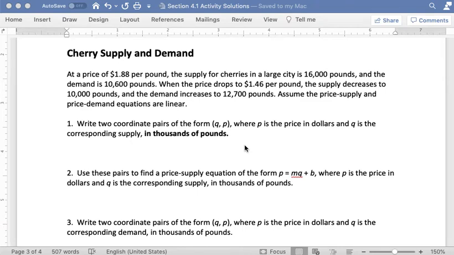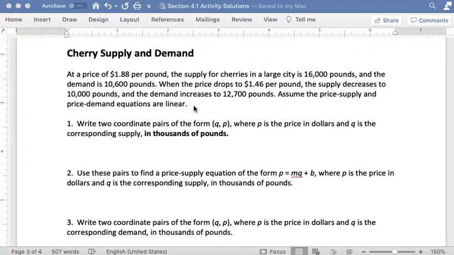In this video for section 4.1, we're going to do the cherry supply and demand problem. This time we aren't given our supply and demand equations. We're going to have to find them ourselves. And this activity is going to show you how to do that in a couple of different ways. So we have the information here.